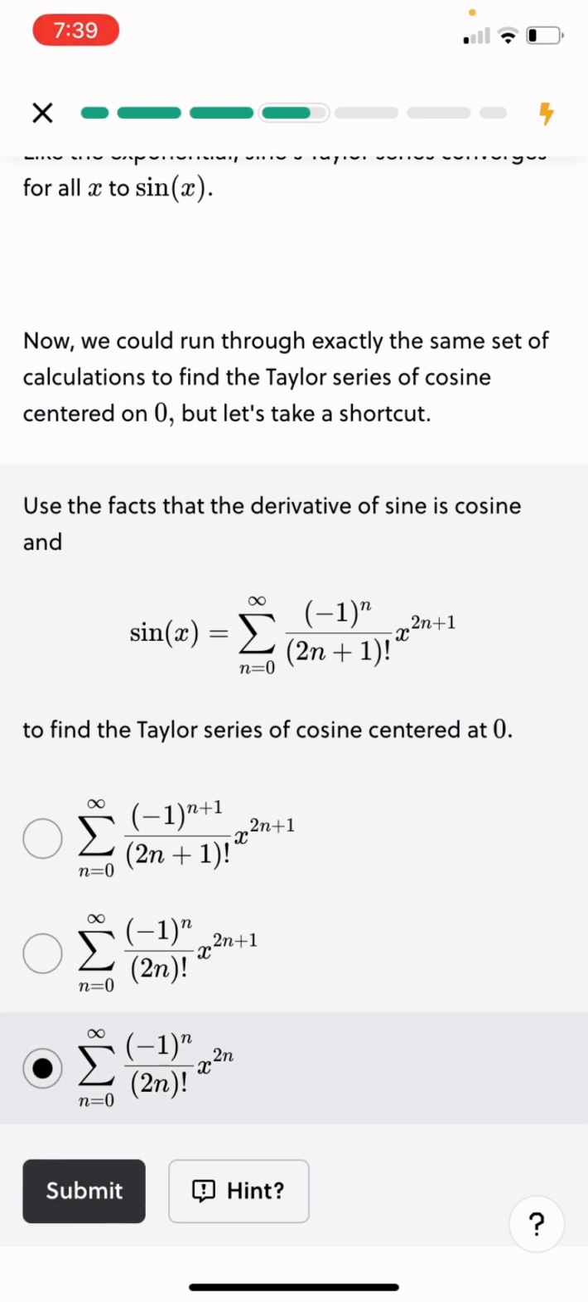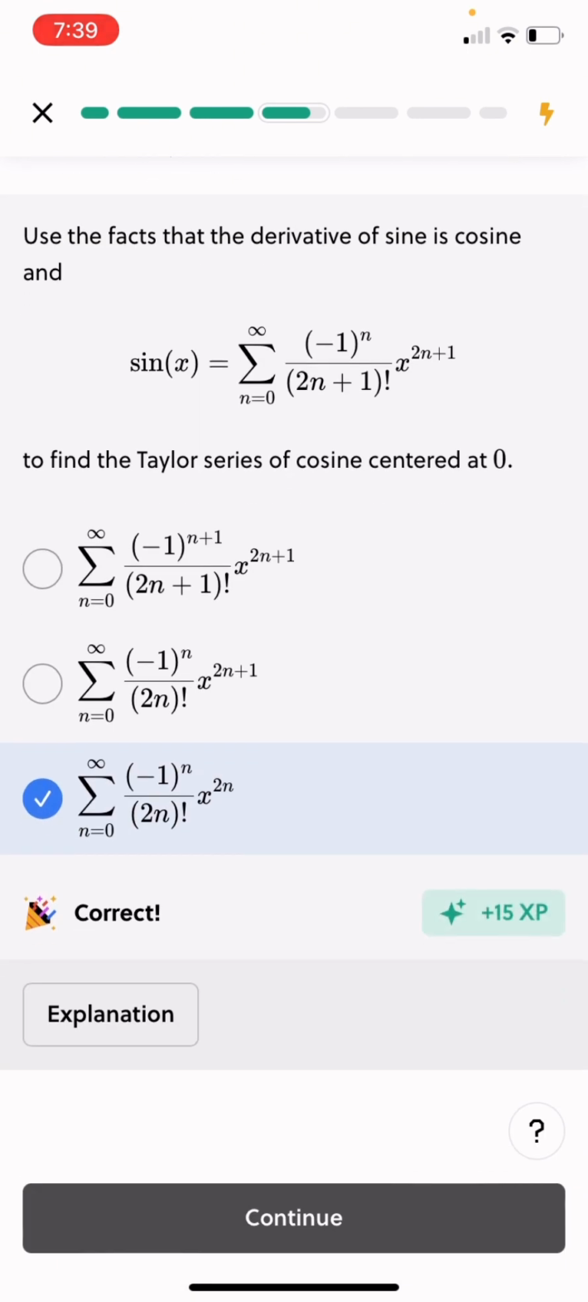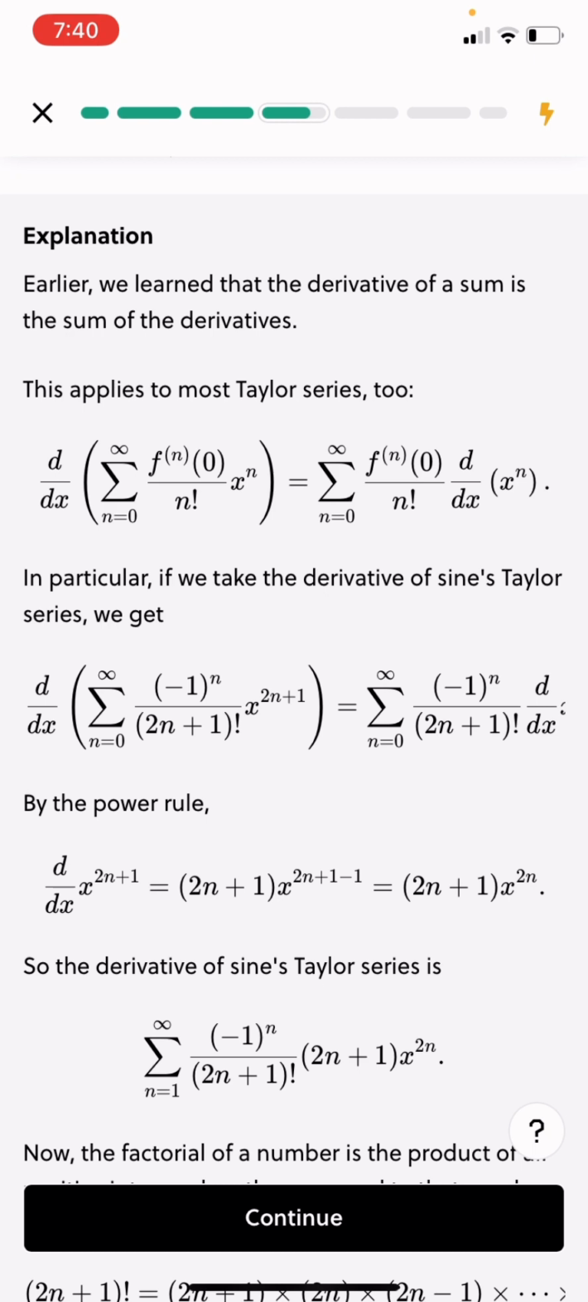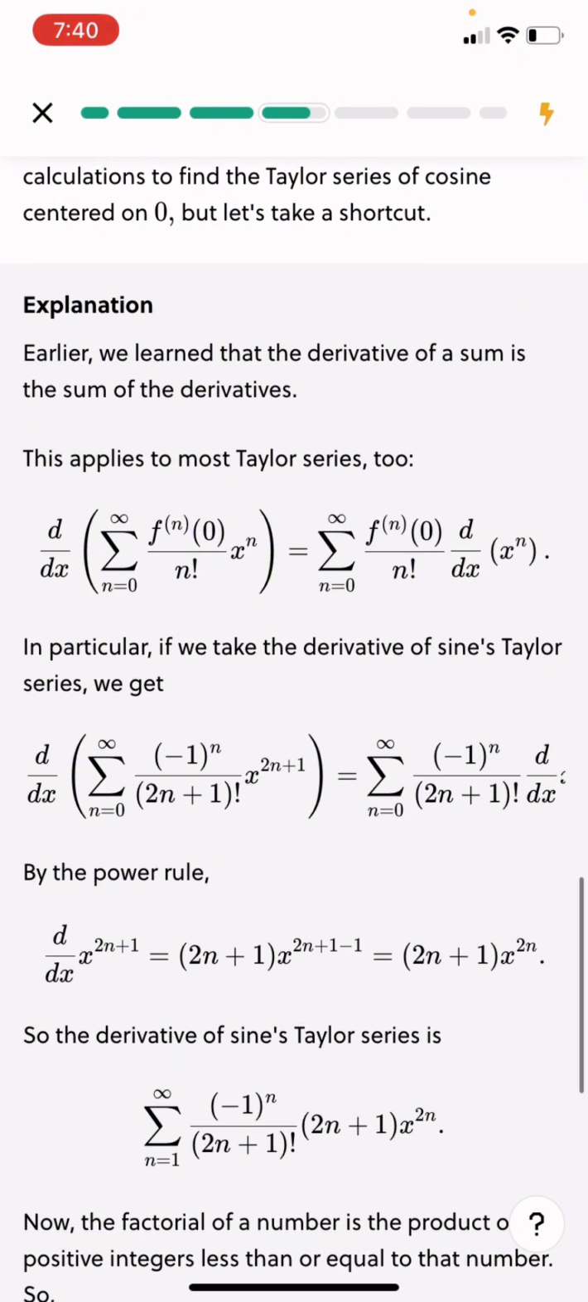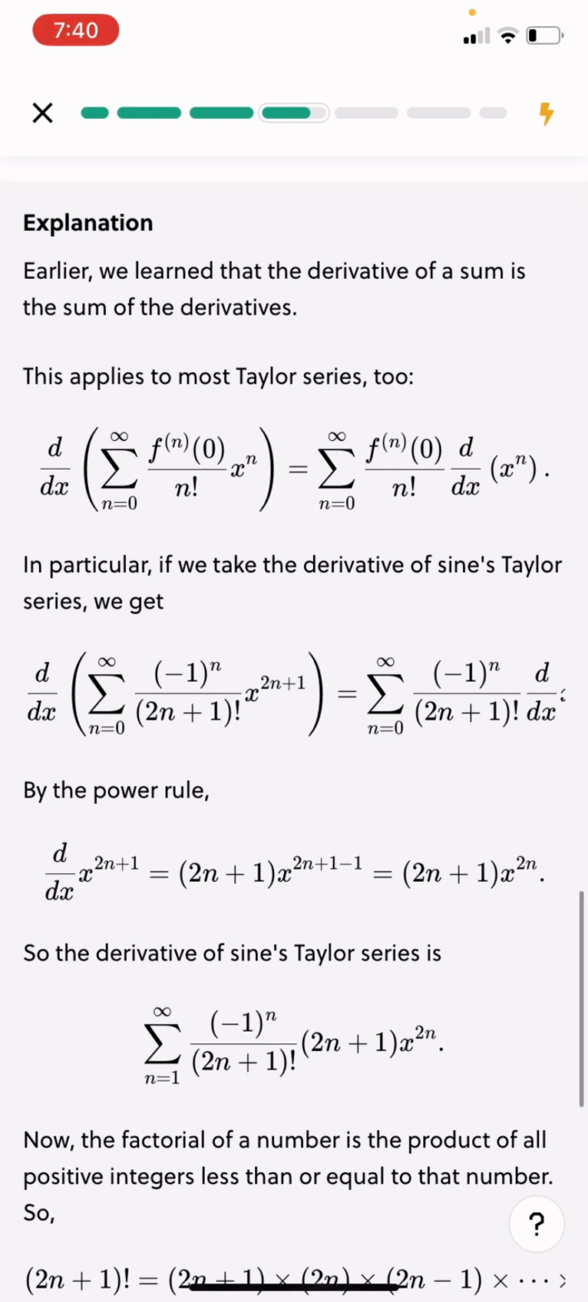I think it may be C. Well, yes, it is. It seemed like it made the most sense if we weren't adding on anything special. It would just be 0, as we can see by the basic equation. We can see here, earlier we learned that the derivative of a sum is the sum of the derivatives.